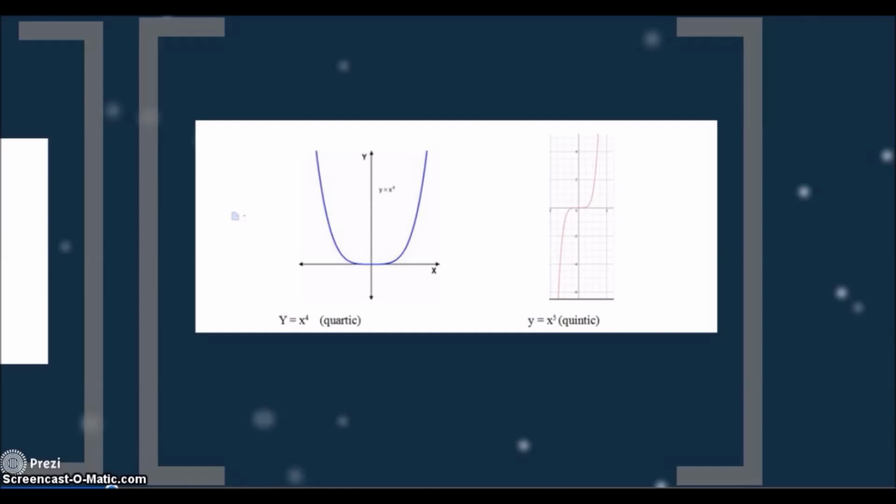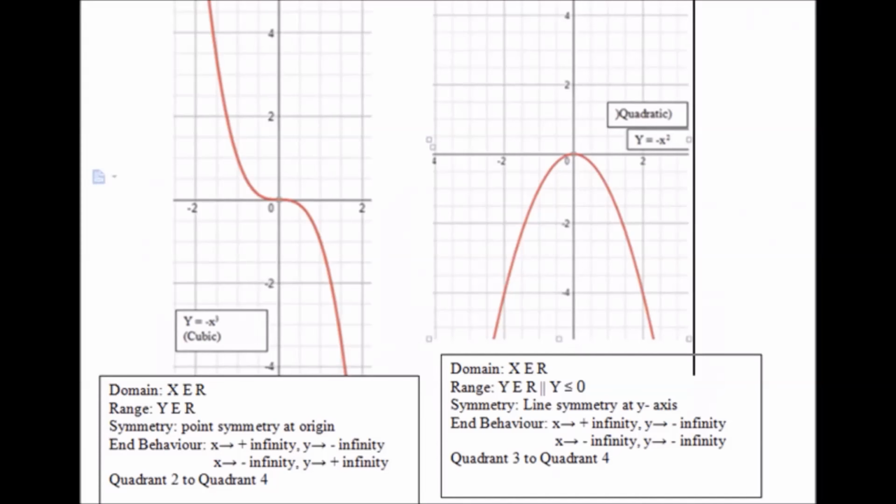Now let's look at the power functions with negative leading coefficient. If you look at the right side, the quadratic function, you'll notice that the domain x contains all real numbers and the range y is less than or equal to 0. As x approaches positive infinity, y approaches negative infinity, and as x approaches negative infinity, y approaches negative infinity. It extends from quadrant 3 to quadrant 4 and has line symmetry at the y-axis.